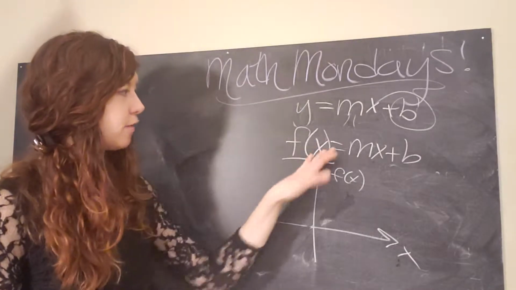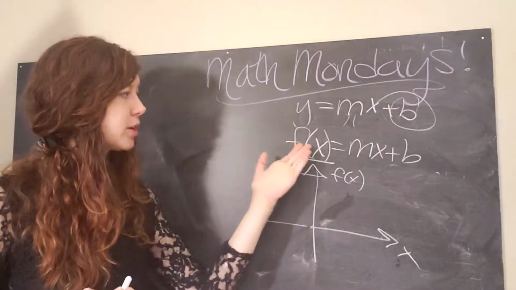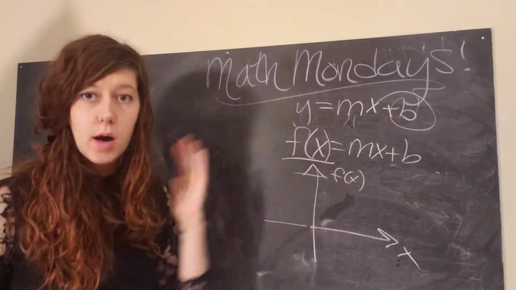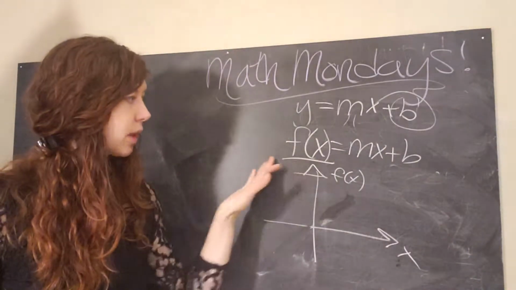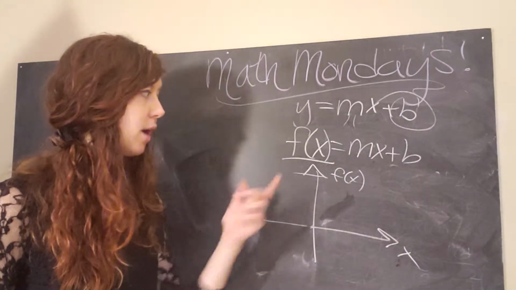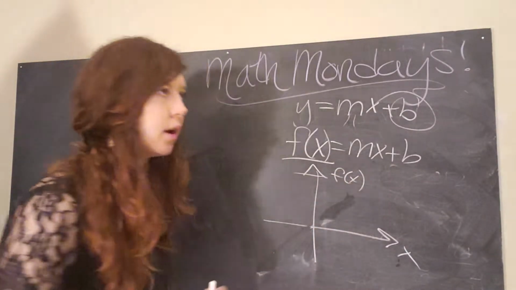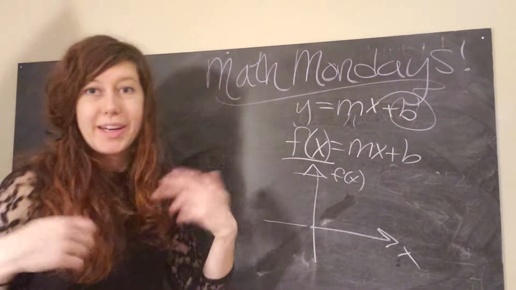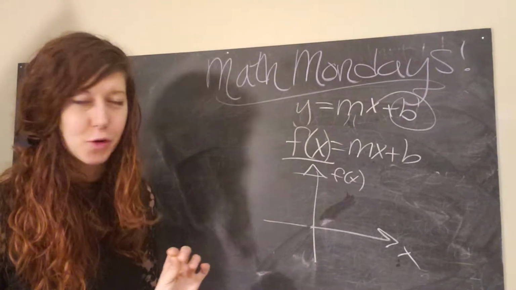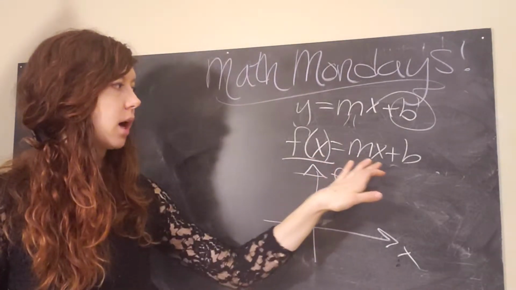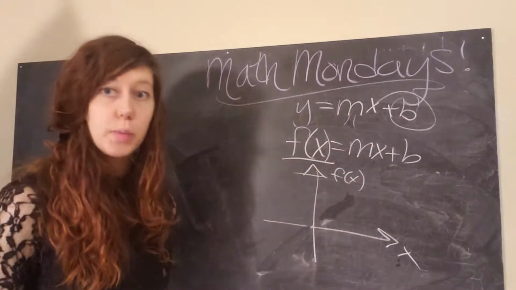Okay, so f of x means that we have a function of x, and when we want to plot f of x, I also like this format because it makes it very easy to create a table of values. What I mean by that is we can plug in numbers for x, which we get to choose. We have some control over this. And then we use that to calculate what the answer is going to be.